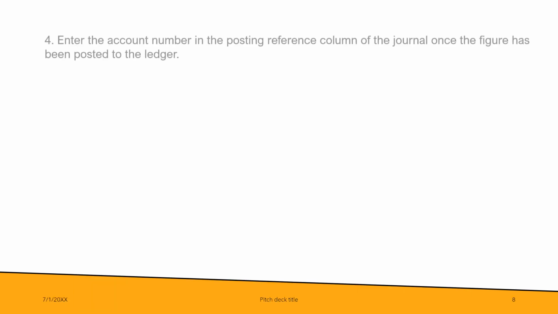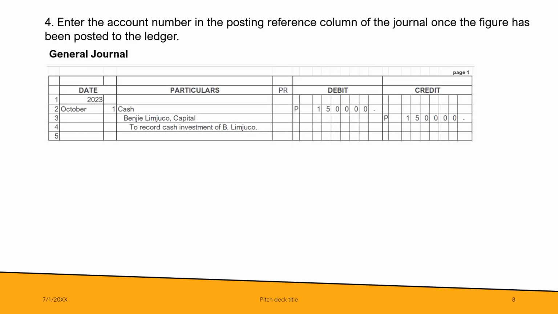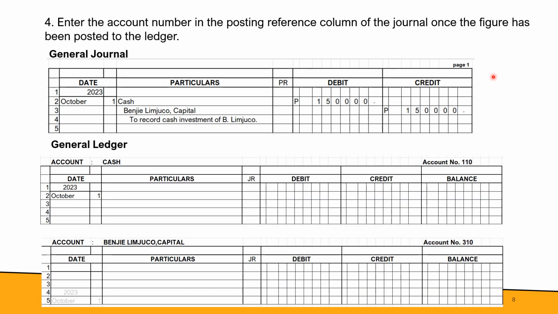Next is to enter the account number in the posting reference column of the journal once the figure has been posted to the ledger. Again, this is our general journal, page 1. We are done posting the page 1 transaction, the October 1 transaction. After posting, since this is 1110, we have 1110 under the posting reference, and then 310 for Benji Limhoco Capital. That's how we transfer the amounts and the accounts from the journal to the ledger.